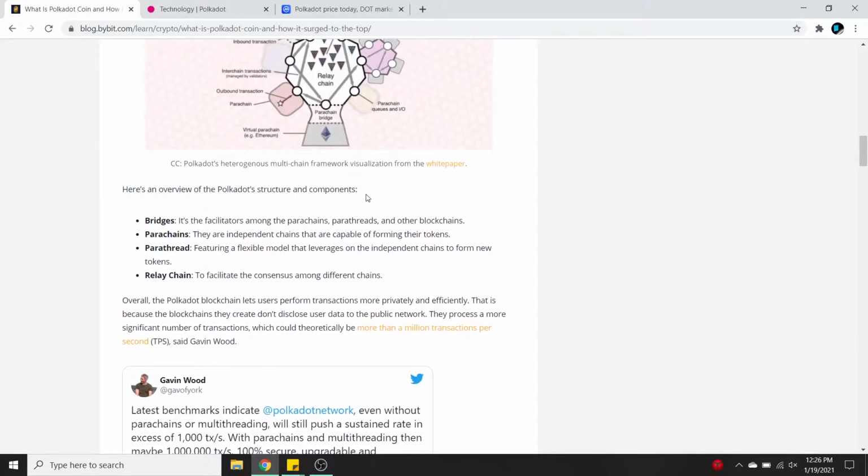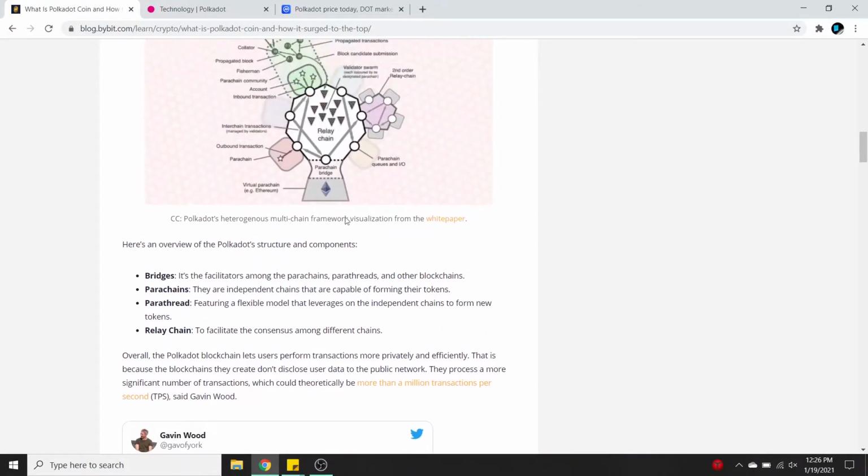Here's an overview of the Polkadot structure and its components. We got bridges, the facilitators among the parachains, parathreads, and other blockchains. The parachains are independent chains that are capable of forming their tokens. And the parathread features a flexible model that leverages the independent chains to form new tokens. And then the relay chain facilitates the consensus among different chains.